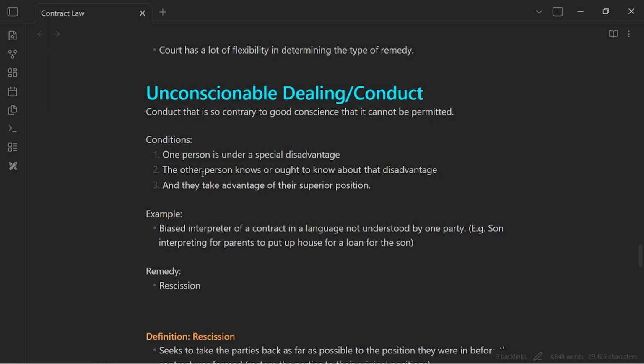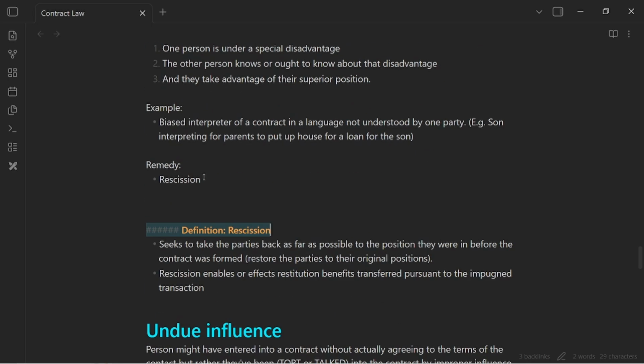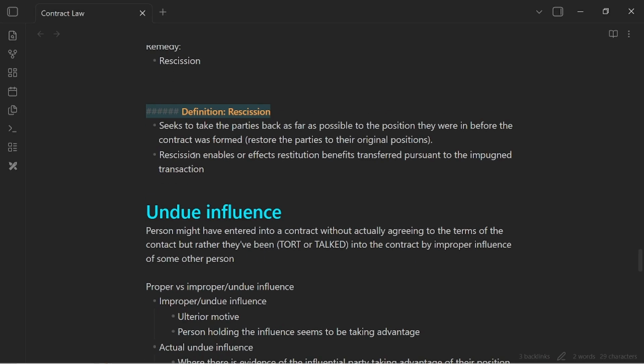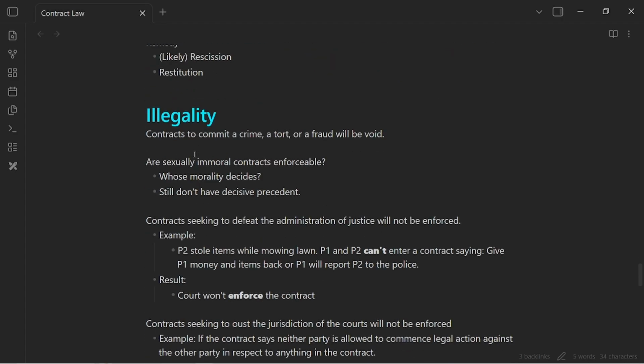Unconscionable dealing. Rescission. Right, this seeks to take the parties back as far as possible to the position they were in before the contract was formed. So this could be one of the remedies for something going wrong in the contract. I'm not quite sure what the difference is between rescission and voided. Anyway. Duress, illegality, obvious ones.